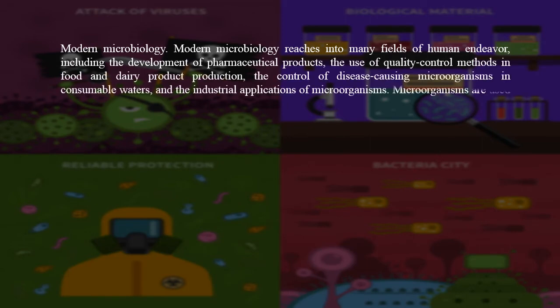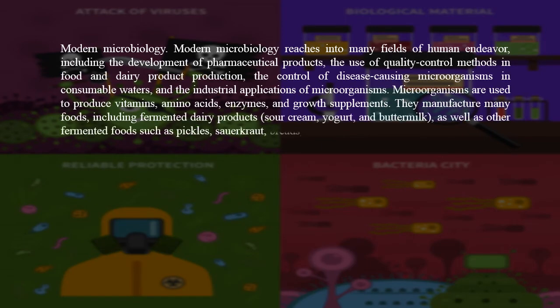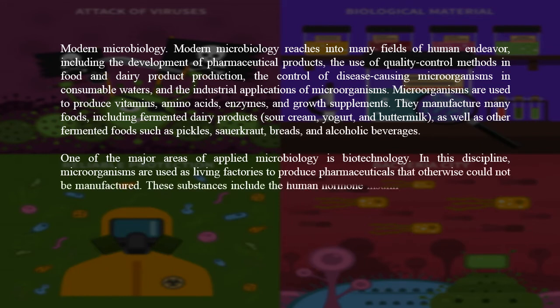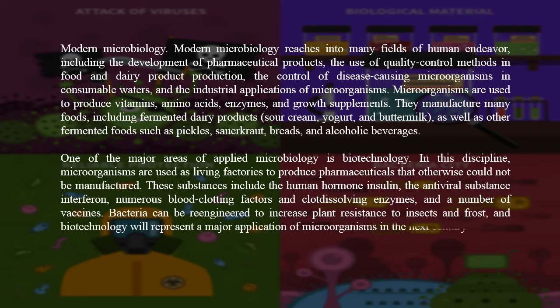Modern microbiology reaches into many fields of human endeavor, including the development of pharmaceutical products, the use of quality control methods in food and dairy product production, the control of disease-causing microorganisms in consumable waters, and the industrial application of microorganisms. Microorganisms are used to produce vitamins, amino acids, enzymes, and food supplements. They manufacture many foods, including fermented dairy products like yogurt and buttermilk, as well as other fermented foods such as pickles, soy foods, bread, and alcoholic beverages.